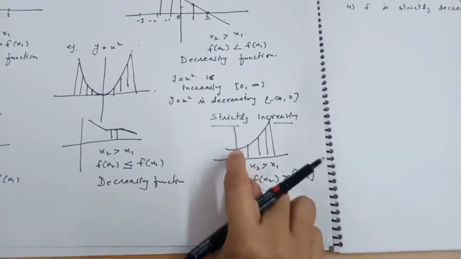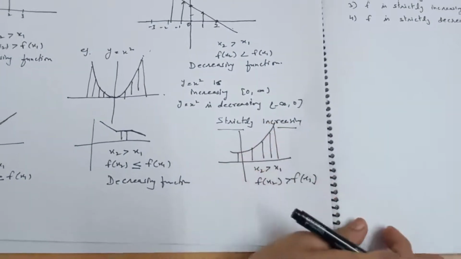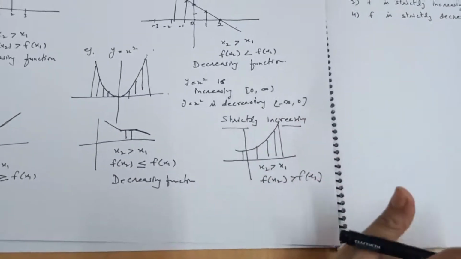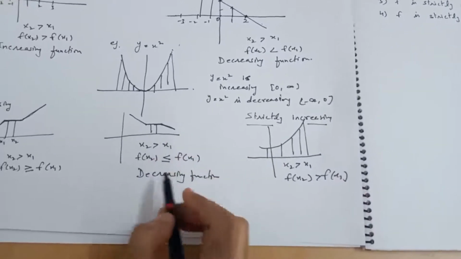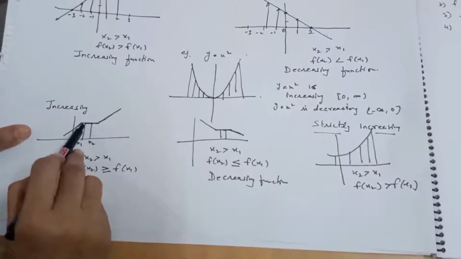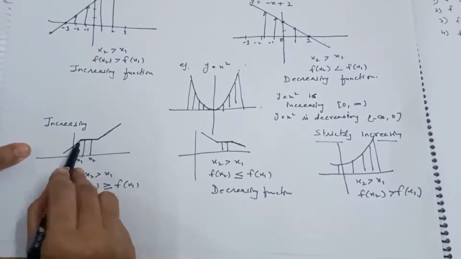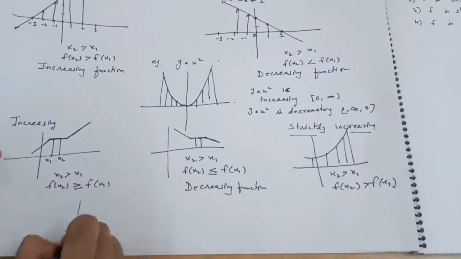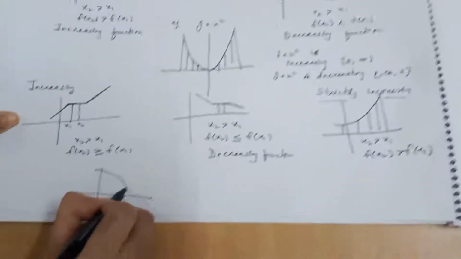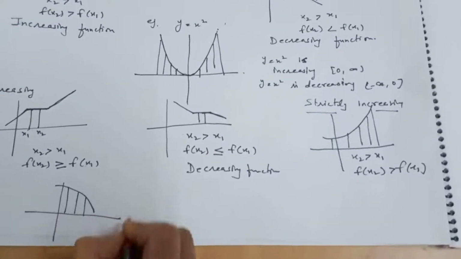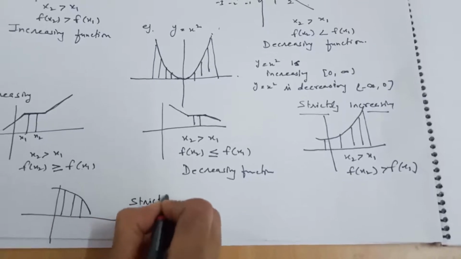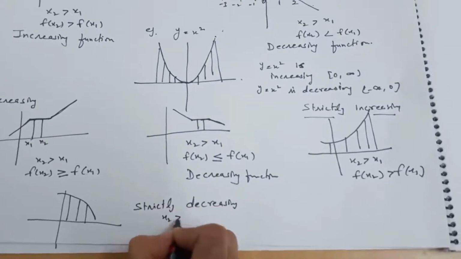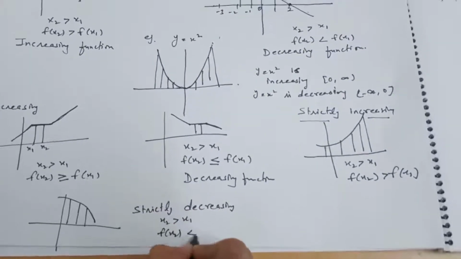A function which is either increasing or decreasing is called a monotonic function, meaning one type of nature is there, either increasing or decreasing. Now you must have understood the difference: an increasing function's value can be equal at some points, but in strictly increasing it only increases. Similarly, you can easily draw the graph of strictly decreasing. The value is continuously getting down. If x2 is greater than x1, but f(x2) is less.